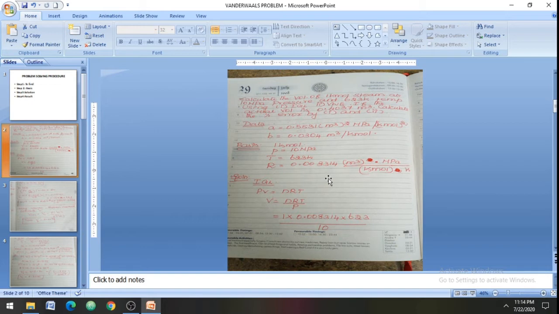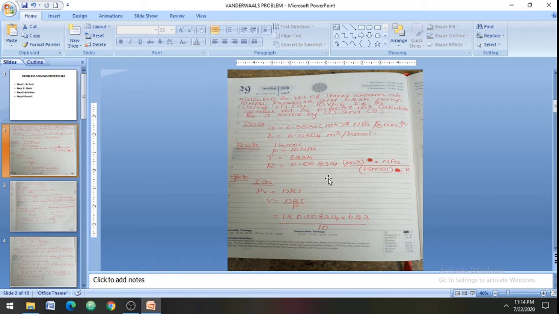So we know the procedure to solve the problem. First step, to find. After reading the problem, you write the question of the problem. The question of this problem: calculate the volume of 1 kilomole steam. Step number 2, basis. Basis is nothing but given data. After reading the question, write all the given data in this step.